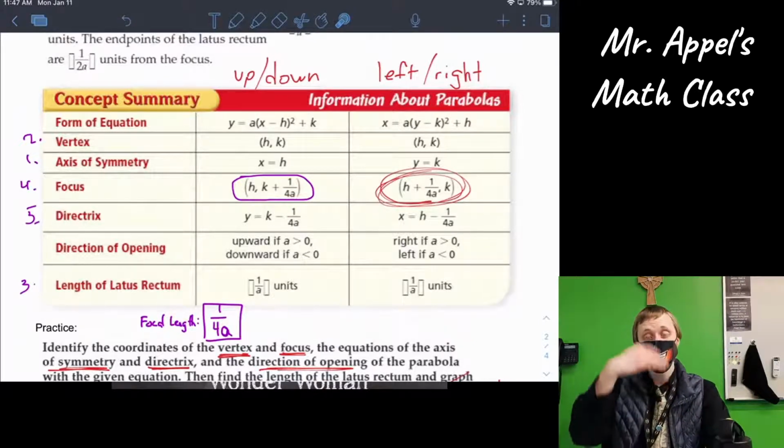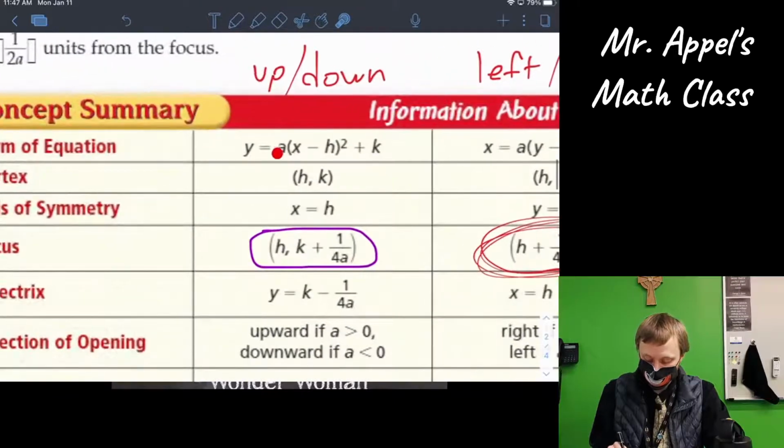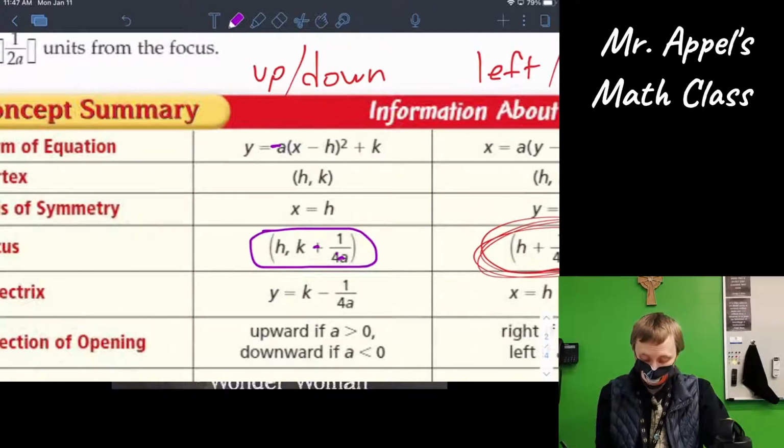It depends on which way it's opening, which is dependent on is A positive or negative, right? If A was negative, well then this would be 1 over 4A. Well, A is already a negative number, right? So this will automatically turn into subtraction. So keep the sign with A, and you won't have to worry about that problem.